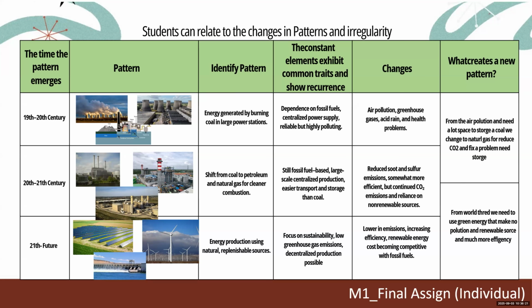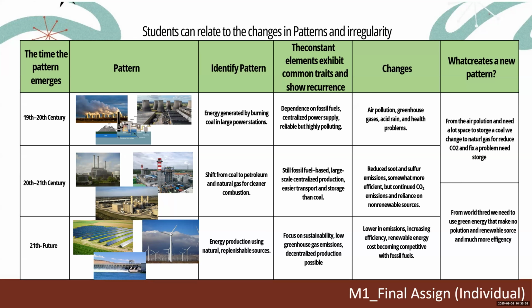For the next one is 20 to 21 century. It shifts from coal to petroleum and natural gas for cleaner energy, but it still produces CO2, but at least it's lower CO2 produced in this method, and it will use smaller space to store the gas because you can store it in a tank, and it's more efficient than coal.